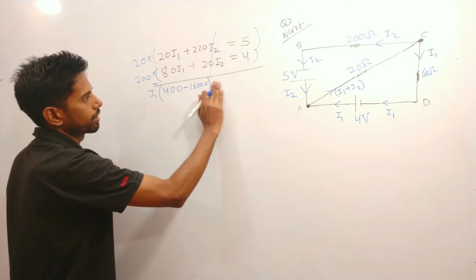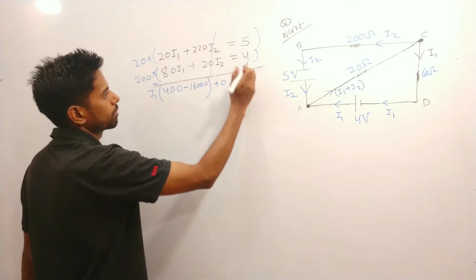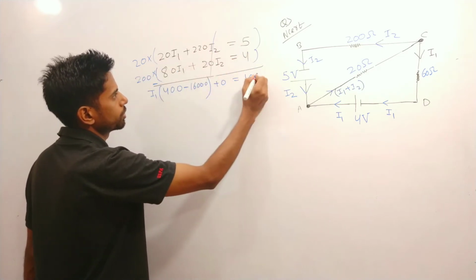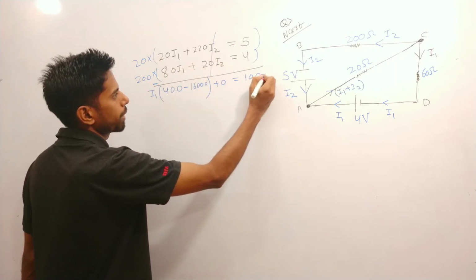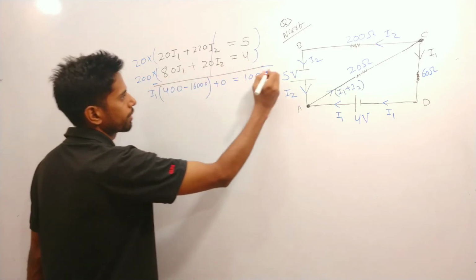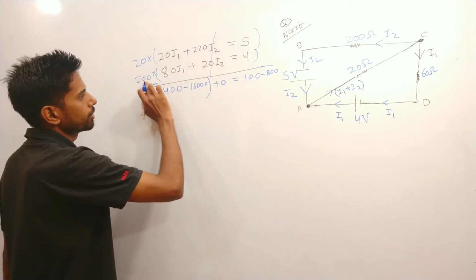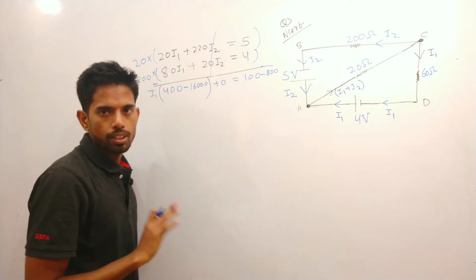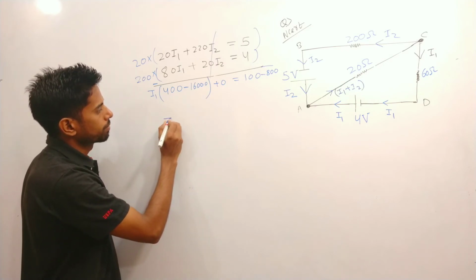So you can write 0 into I2 plus 0. This is equal to 5 into 2, 10, 100, minus, because a minus sign is there, 4 into 2, 8, 800. Clear?